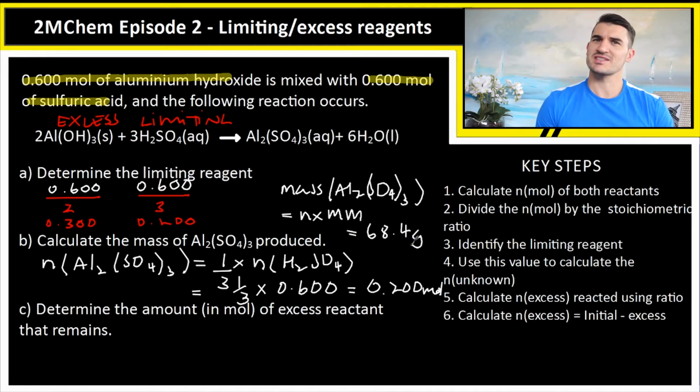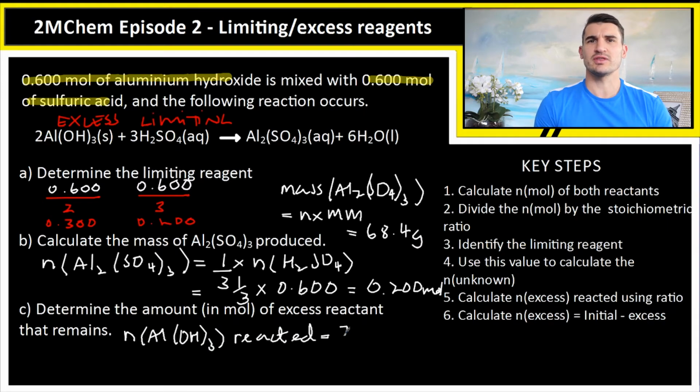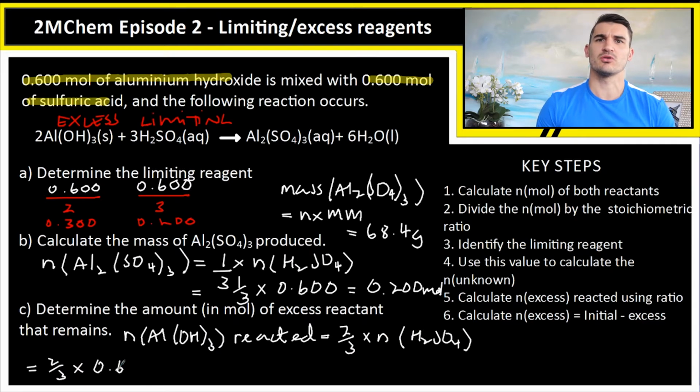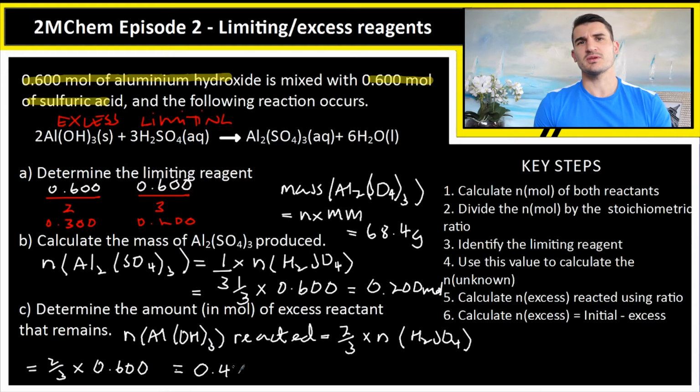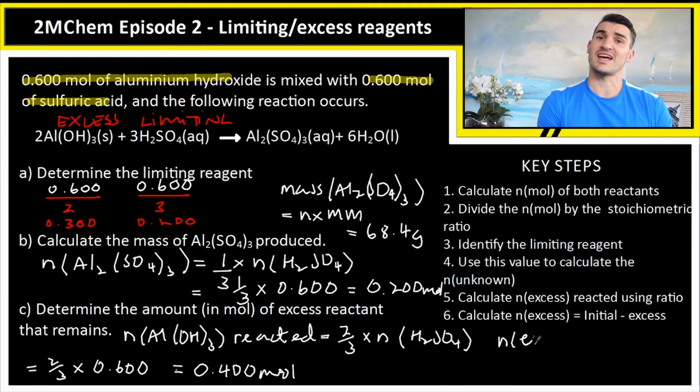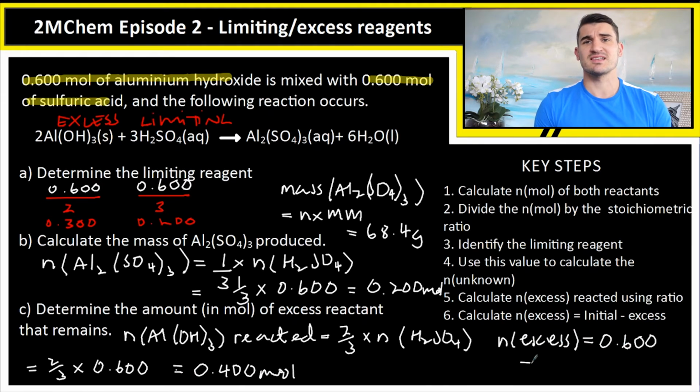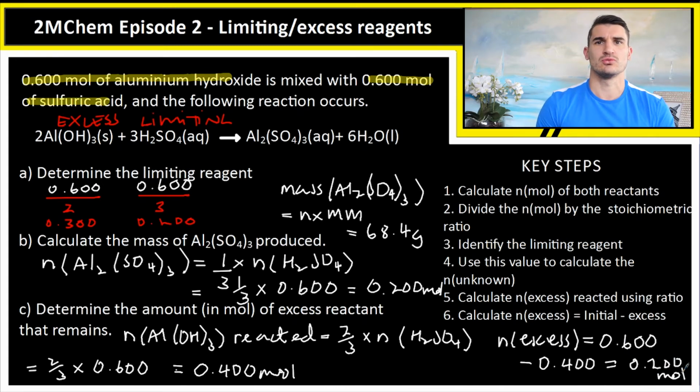To work out how much is left over though, I need to work out how much is reacted. So to do that, I use the ratio 2/3 times the number of moles of the limiting. That tells me that I have 0.4 moles that actually reacted. Now the excess will be the initial, take away the reacted, which gives me 0.2 moles.